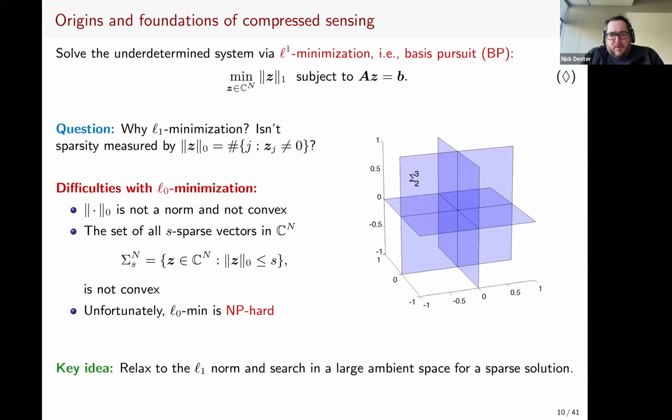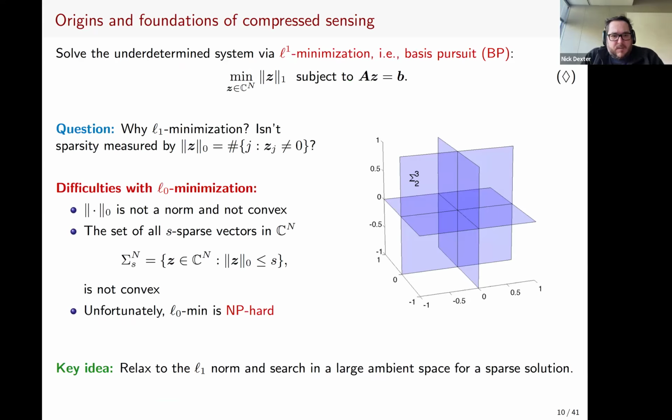And one way that you might approach this problem is to try to solve the underdetermined system via L1 minimization, i.e. basis pursuit. You might ask why L1 minimization? We want to promote sparsity. Isn't sparsity measured by the zero norm?